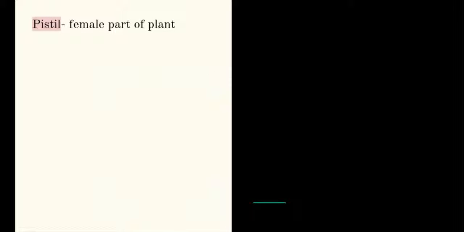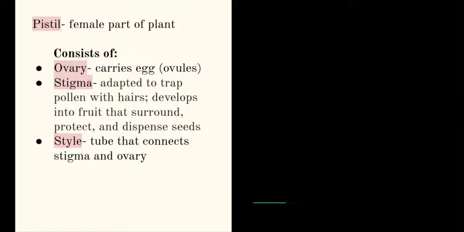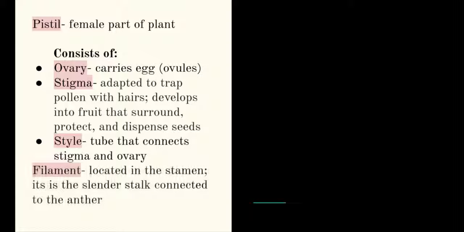The next one we need to know is pistil. A pistil is a female part of a plant. It consists of the ovary, which carries the eggs or ovules, and it has the stigma and style. The stigma adapts to trap pollen with hairs. The ovary develops into fruit that surrounds, protects, and disperses seeds. Style is a tube that connects the stigma and ovary.